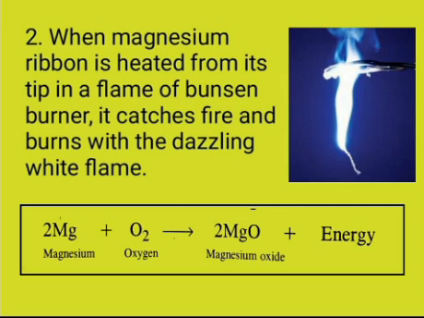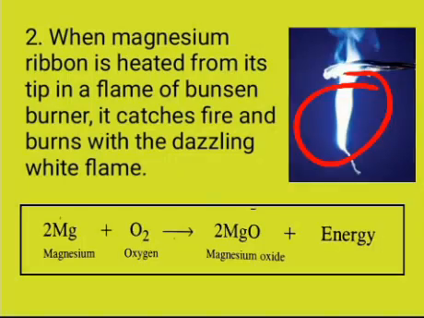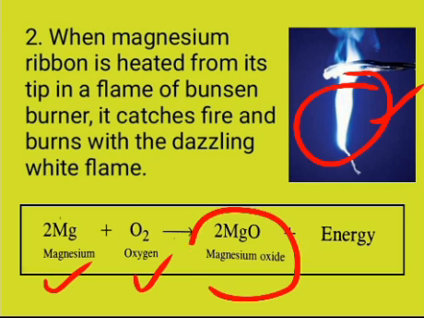Now, second example: when we burn magnesium ribbon, it always burns with a dazzling white flame. Here you can see heat energy and light energy are produced. So simply we can write it as Mg plus O2 forms MgO and energy is produced.